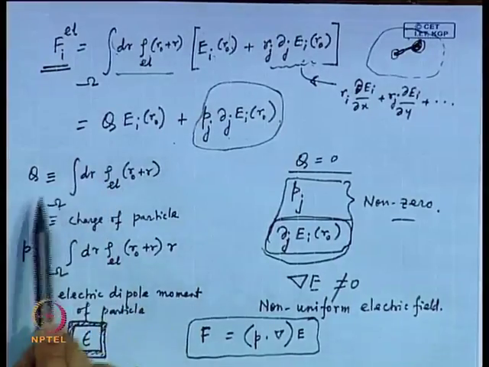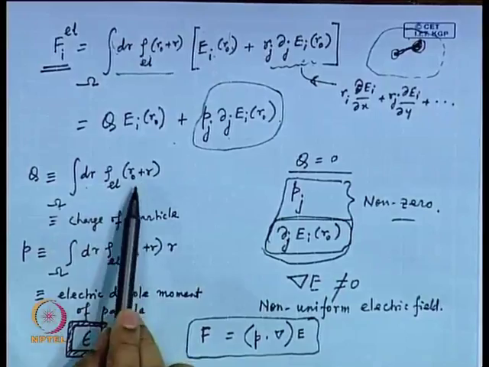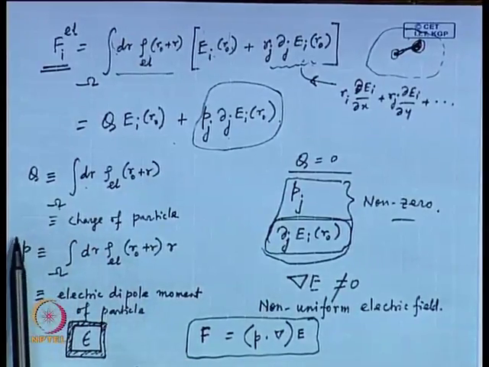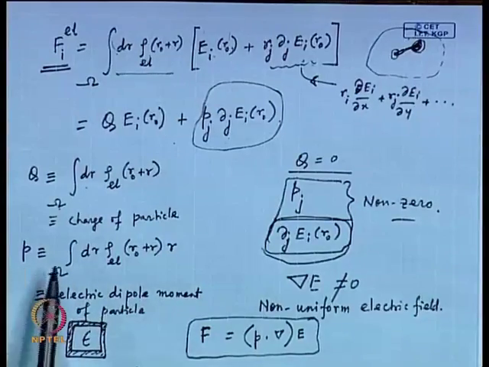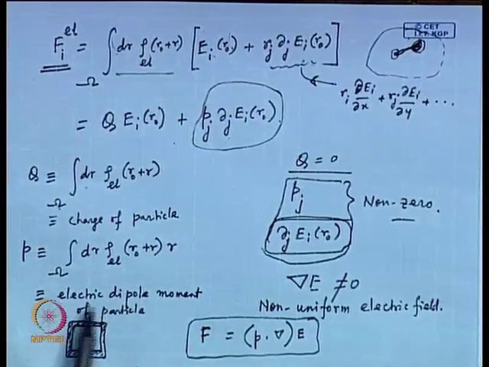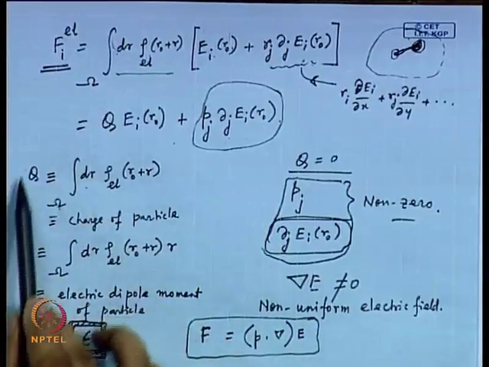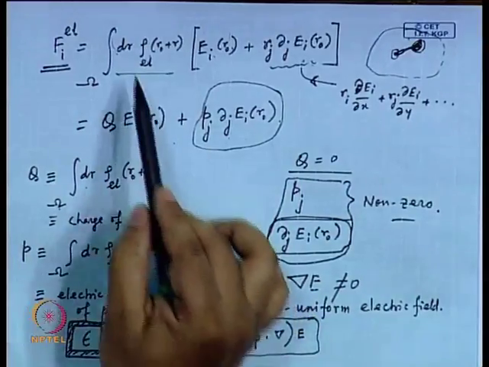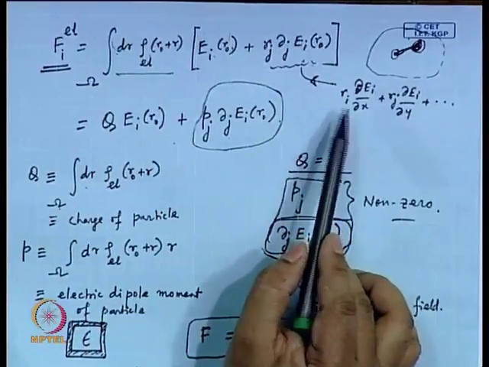Now, what is Q? Q is basically the integration of dr rho EL r 0 plus r, and this is referred to as the charge of the particle. On the other hand, P is referred to as the electric dipole moment of the particle, that is, the quantity dr rho EL r 0 plus r into r. So this is called the electric dipole moment, and Q is the charge of the particle. These are an immediate result of the expansion of this expression.